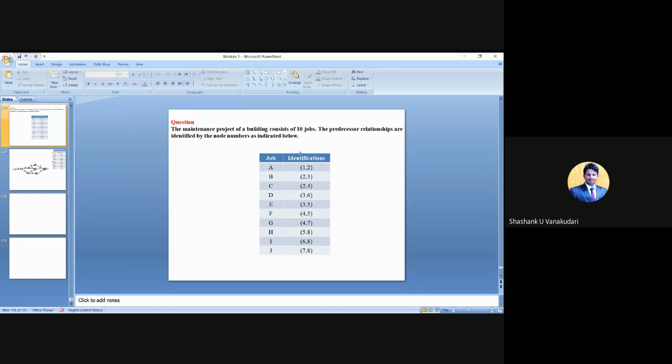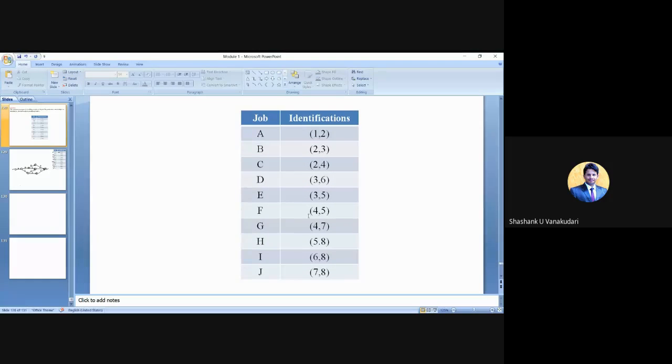You can note down this job and identification table, and based upon this, you can solve that network diagram problem. And after sharing that image, we'll be providing attendance to you. Yes? Shall I stop sharing this? Has everyone recorded this data? Just one more minute, just to copy this table so that you can solve. It's 5, 8 for H activity, 5, 8 it is.